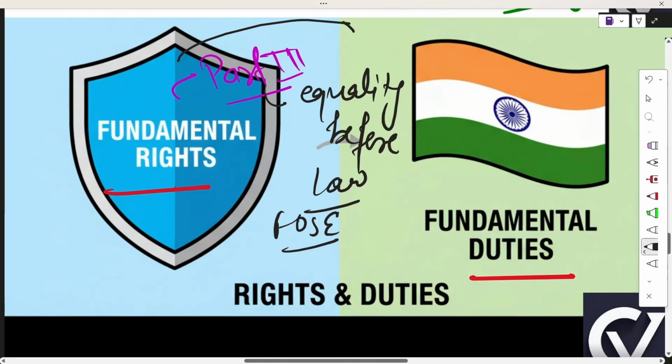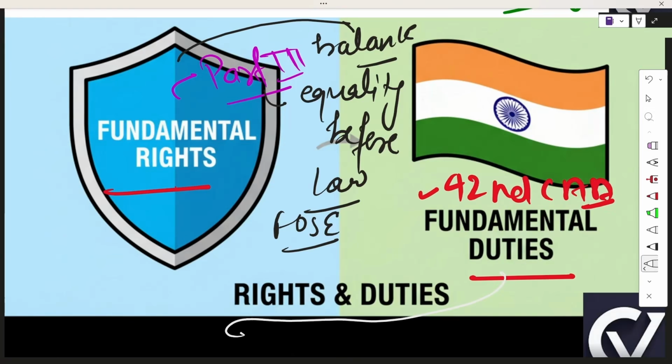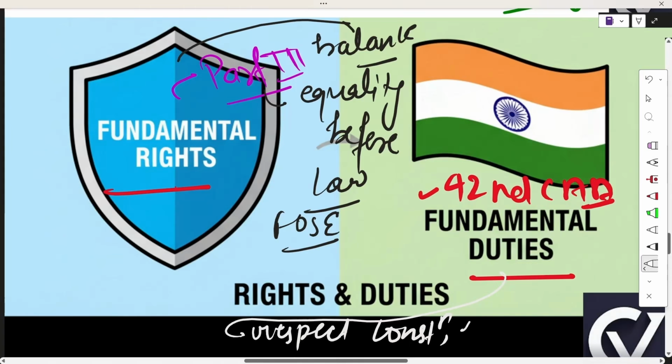To balance rights with responsibilities, fundamental duties were added by the 42nd Constitutional Amendment Act. They remind every citizen to respect the Constitution, promote harmony, protect the environment, and to safeguard public property. Rights empower the citizen, duties remind the citizens of obligations toward the nation.